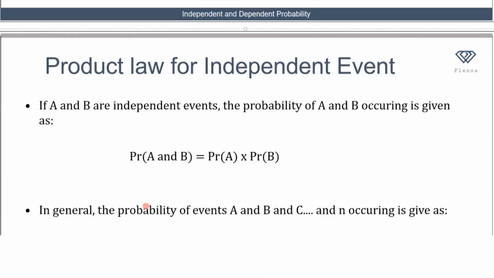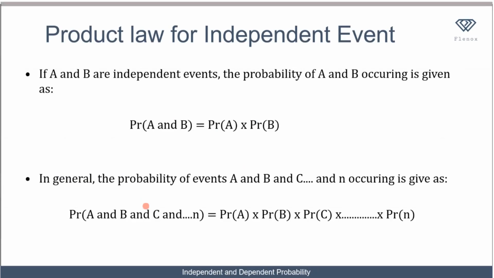So how do we calculate the probability for independent events? The product law for independent events: if A and B are independent events, the probability of A and B occurring is given as P(A and B) = P(A) times P(B). What this means is that I find the probability of A occurring, I find the probability of B occurring, then the probability of A and B occurring will just be the product of those two numbers.